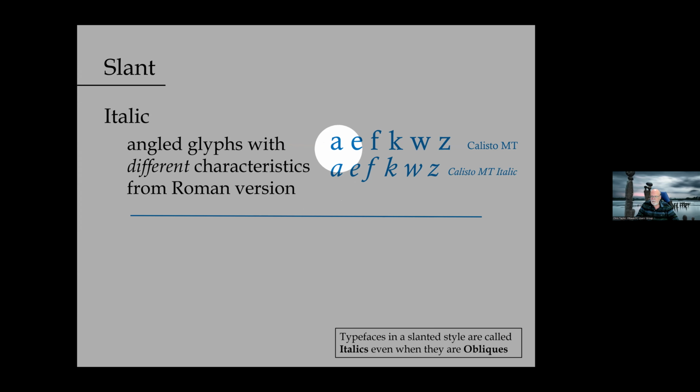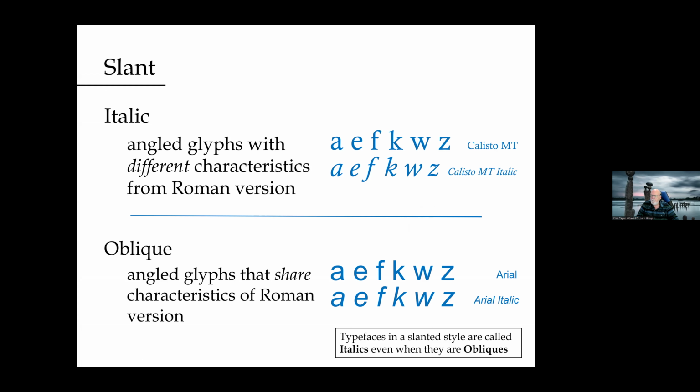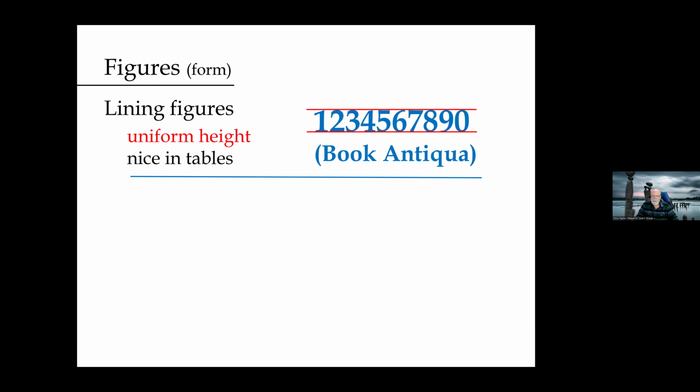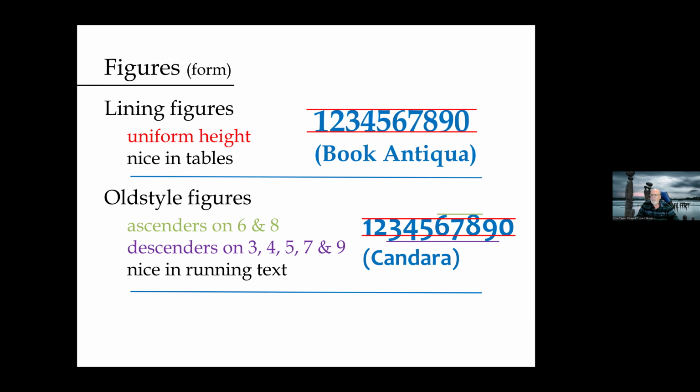Numbers can be very important in writing in that there are a number of ways that they can be displayed. So you have lining figures where all of the numbers are the same height, and they're really good in tables of numbers. You have old style figures where you have ascenders on the 6 and 8 and descenders on the 3, 4, 5, 7, and 9. And they're very nice in running text. Here's an example in Candara.